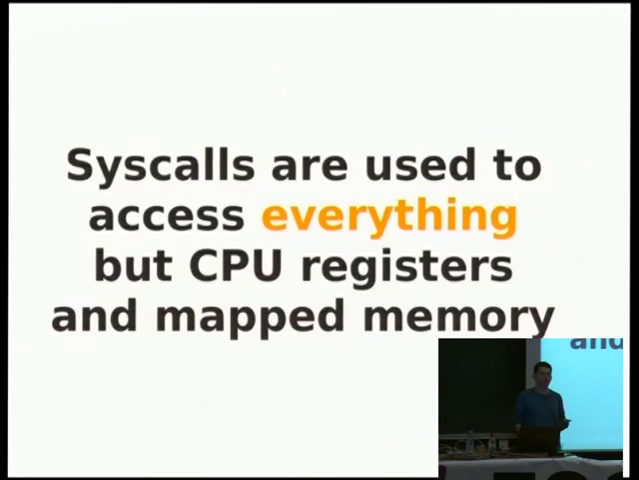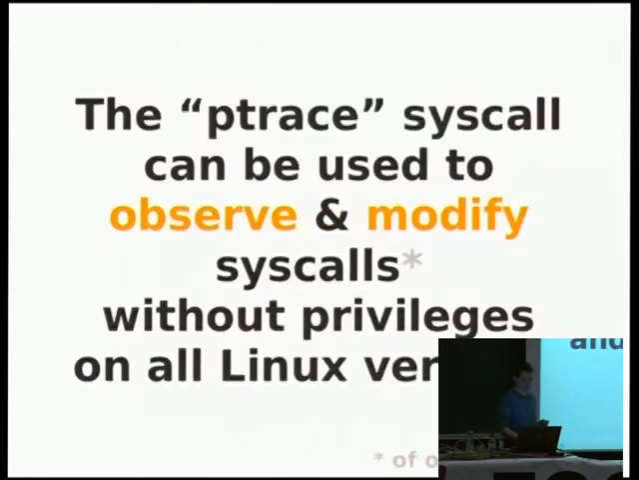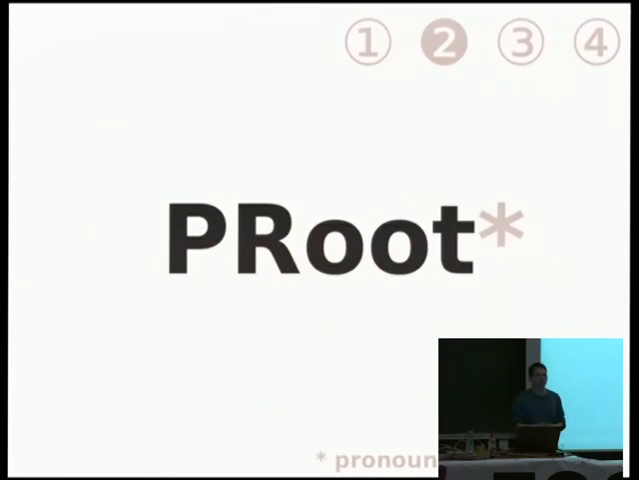Among all existing system calls, there is a really special one named ptrace. Ptrace allows one to observe and to modify system calls performed by other programs without privileges. This feature is available on every Linux kernel version. I like to say this is just like one system call to rule them all. So we decided to create some tools based on ptrace, what we name system call instrumentation. So the first tool is PRoot, pronounce PRoot please.